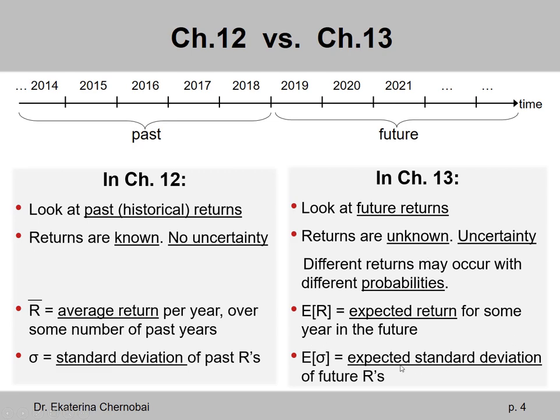And in terms of the calculations, we will be essentially doing the same 2 sets of calculations like we were in chapter 12, except we will be doing expected return and we will denote it by capital E brackets with capital R inside the brackets. So E stands for expected, R is return. And we will be also calculating the expected standard deviation of future possible returns with the notation being capital E, and then in the brackets we have the Greek sigma.